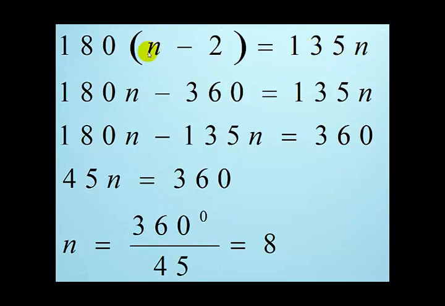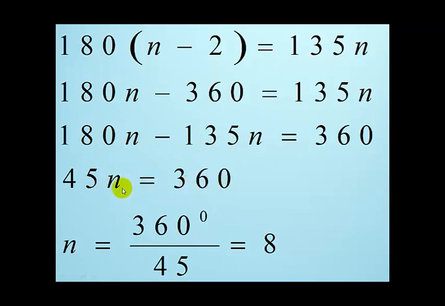Now we expand the left hand side. So 180 times n is 180n. 180 times minus 2 is minus 360, and this is equal to 135n. Now because we are solving for n, we group the terms with the variable n on the left hand side and we group the constant on the right hand side. And so 135n on the right hand side becomes minus 135n on the left hand side, and minus 360 becomes positive 360 on the right hand side, and 180n minus 135n will give us 45n on the left hand side, and this is equal to 360 on the right hand side.